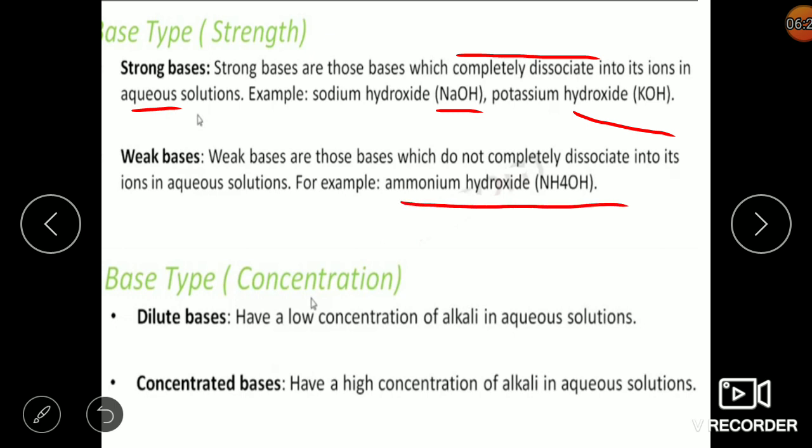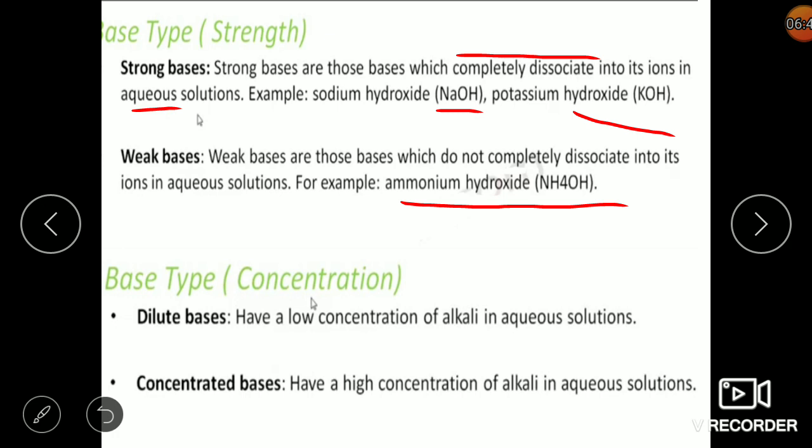Example is sodium hydroxide. So strong bases are what? Sodium hydroxide and potassium hydroxide. A weak base example is ammonium hydroxide. Okay. Next, classification of base based on the concentration.